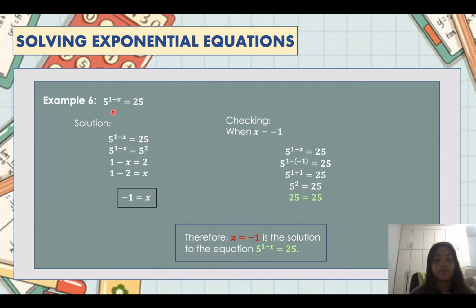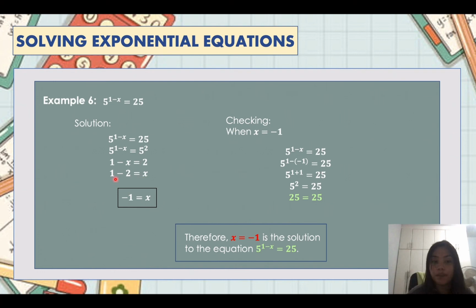Number 6. 5 raised to the power of 1 minus x equals 25. Now, as you have noticed, again, the bases aren't the same, but we know that this can be converted into 5 raised to the power of 2 because 5 squared is equal to 25. So we then do so. Now, we have the same base, right? We then bring down its exponents, so it will become 1 minus x equals 2.